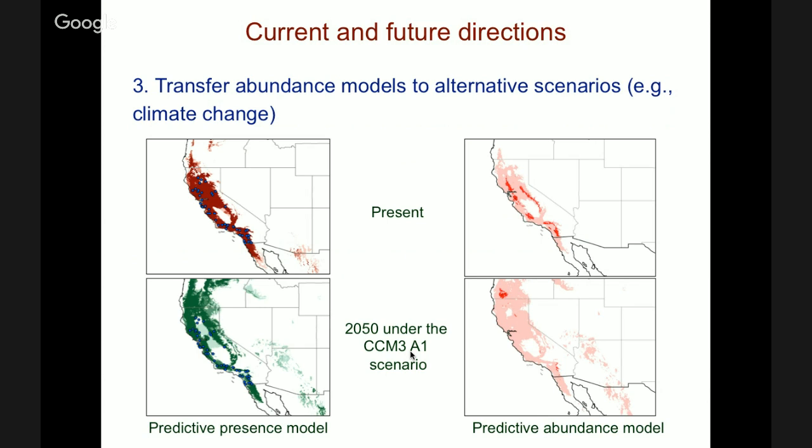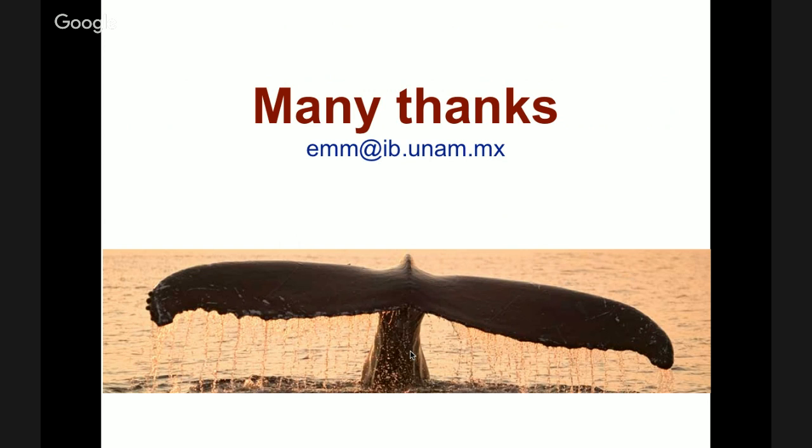Also, we are working on the transferability of these abundance models in climate change scenarios, because I'm interested in responses of species to environmental change and specifically to climate change. So we are now exploring the ability of this approach, the distance to the niche centroid, to model the abundance under climate change scenarios. And I think that's it from my part.